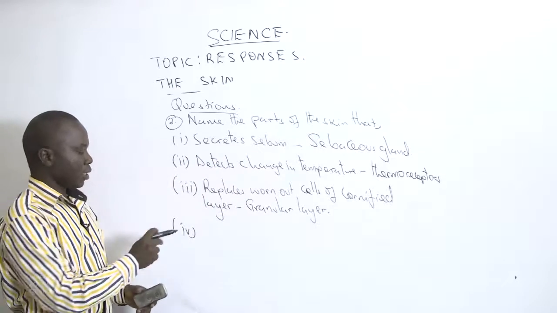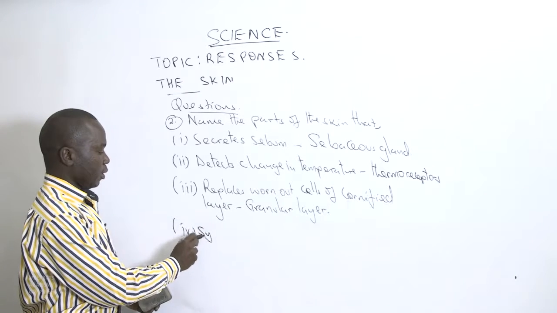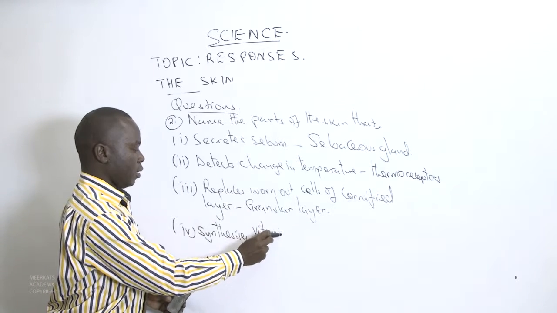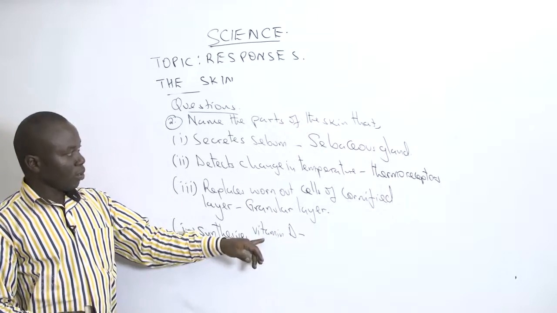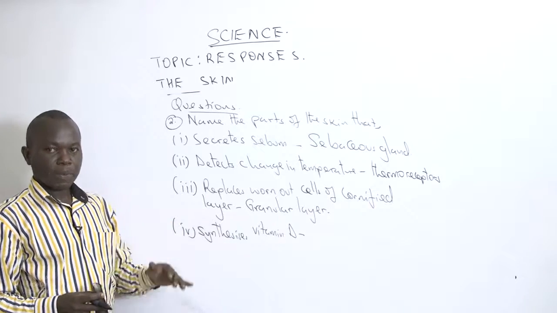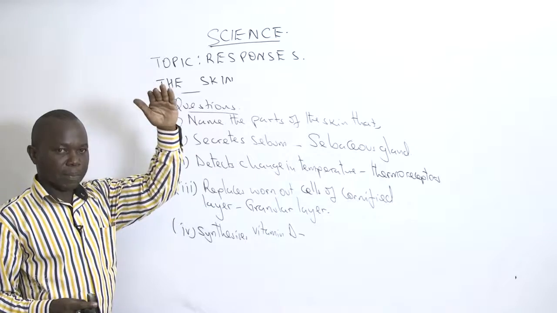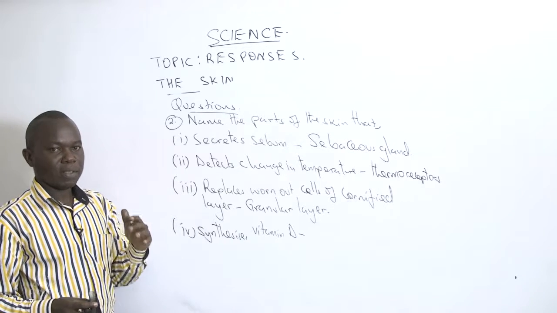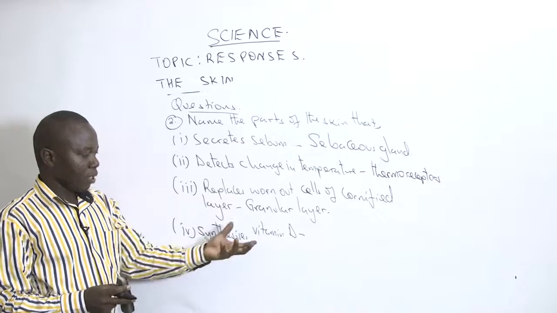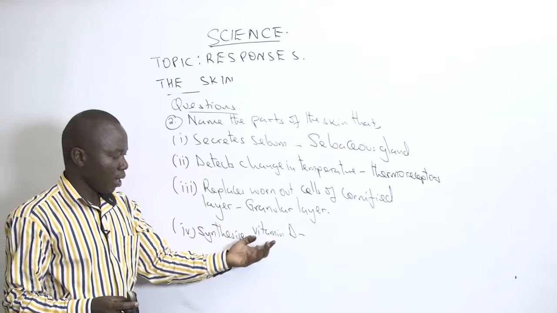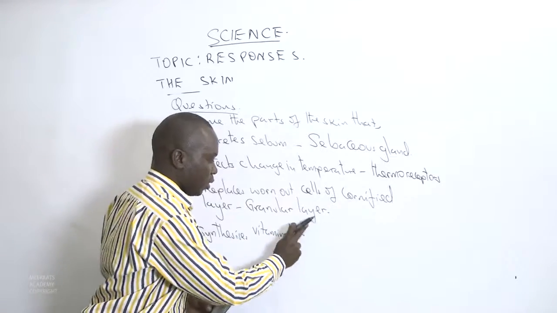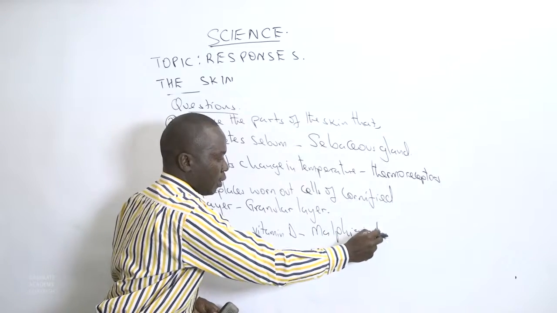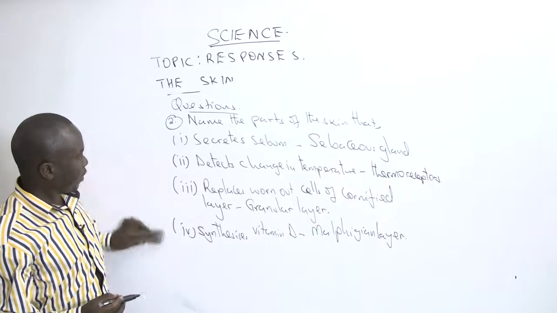Name parts of the skin that synthesizes vitamin D. We said one role of skin is synthesis of vitamin D, but we have specific parts. If we move from up down, we have the cornified layer, granular layer, Malpighian layer, and in that layer we have cells called melanocytes, and together they trap UV rays with other cells to synthesize vitamin D. So vitamin D is synthesized in the Malpighian layer.